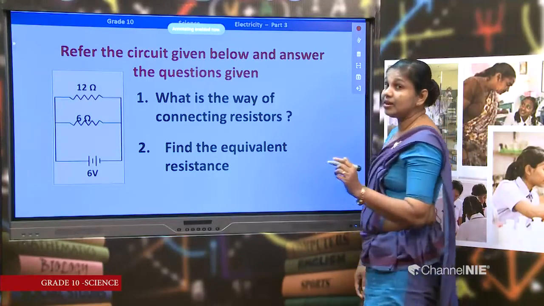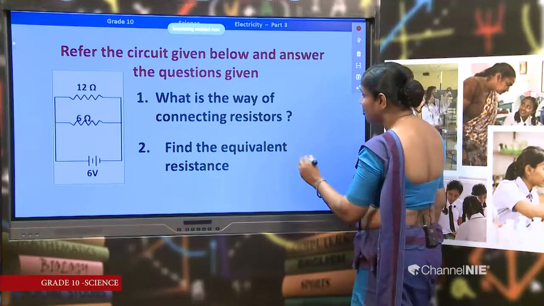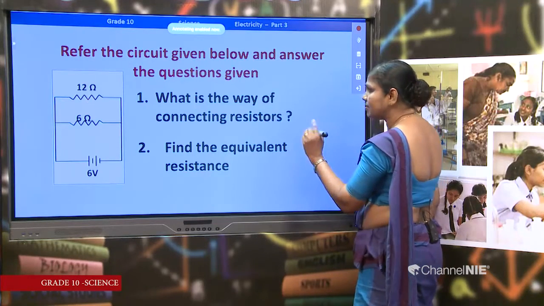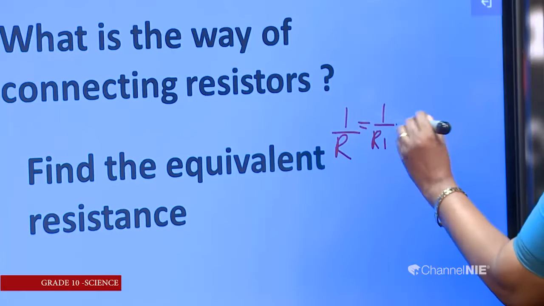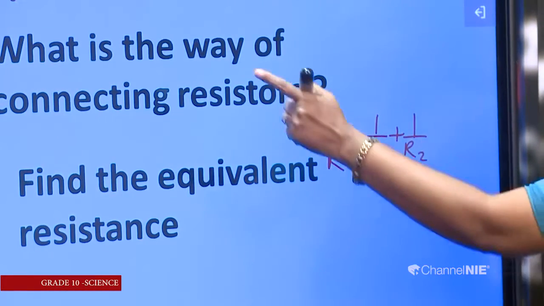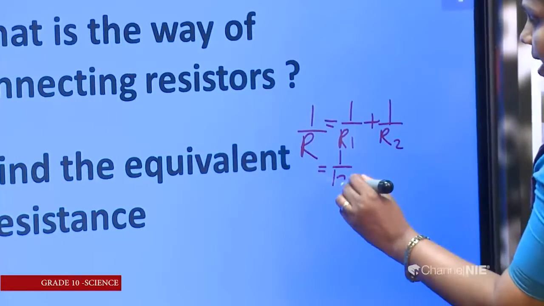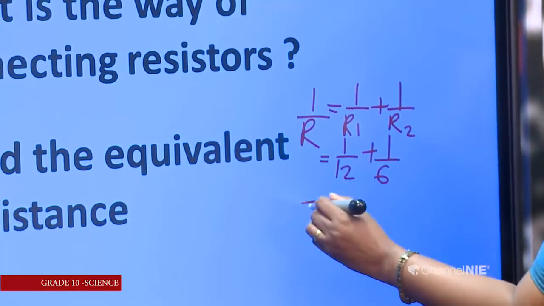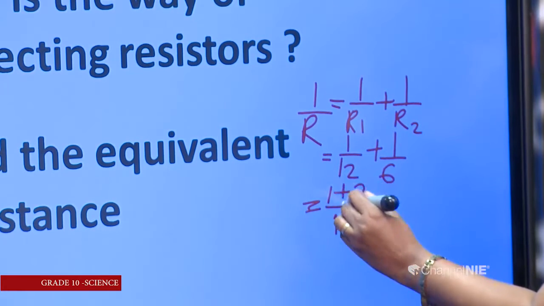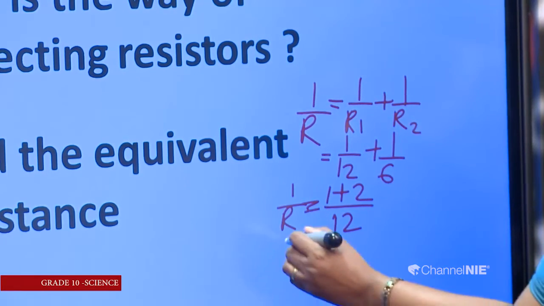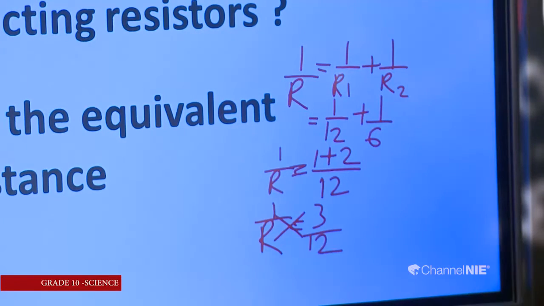Always use the equation before substituting, before getting the answer, children. Always you must write the relevant equation. If the equivalent resistance is R, 1 over R equals 1 over R1 plus 1 over R2. Here, suppose R1 is 12 and R2 is 6. Then 1 over 12 plus 1 over 6. Then the common denominator is 12. 1 plus 2 equals, 1 over R equals 3 over 12.